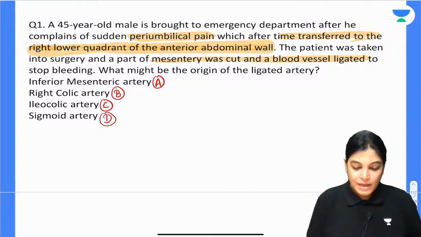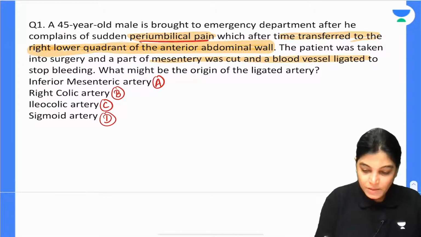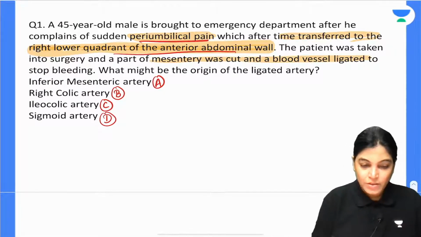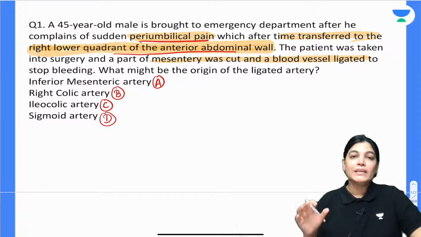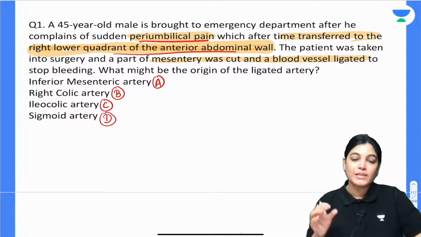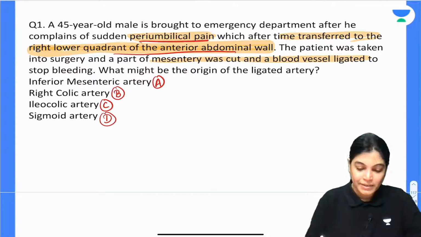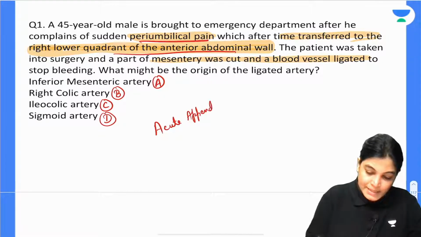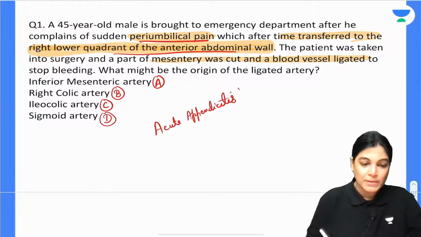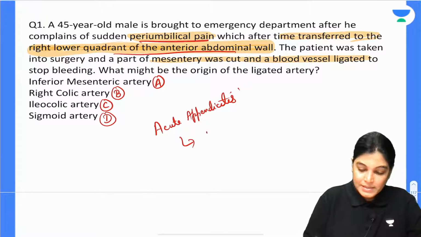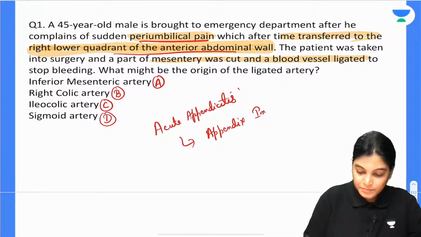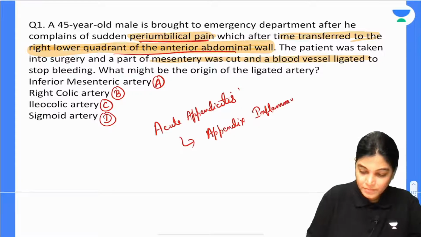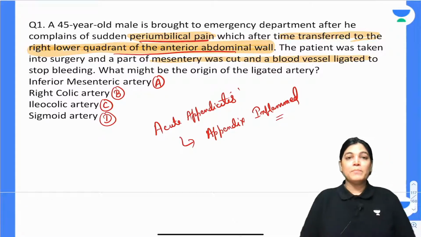After seeing these key points, periumbilical pain and right lower quadrant of the anterior abdominal wall, this clinical scenario is the presentation of which case? It is the presentation of acute appendicitis. This is a case of acute appendicitis, and in this case the appendix is inflamed.